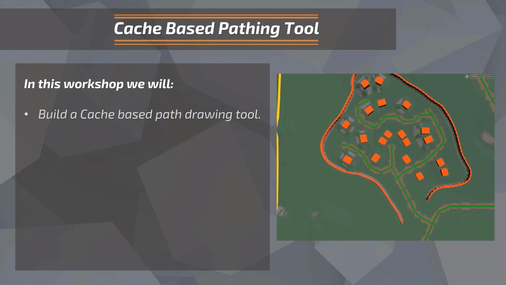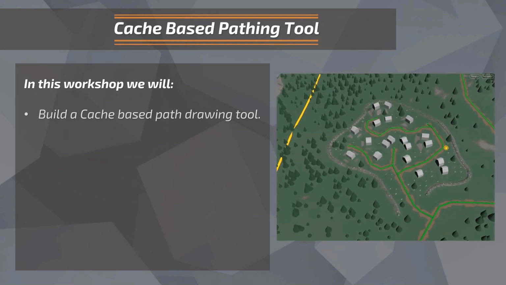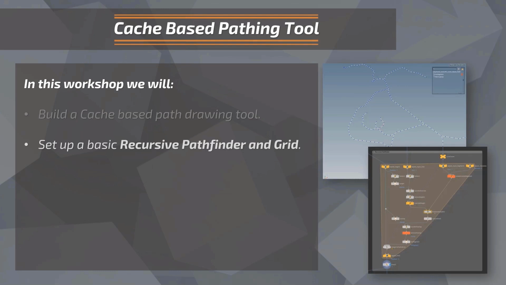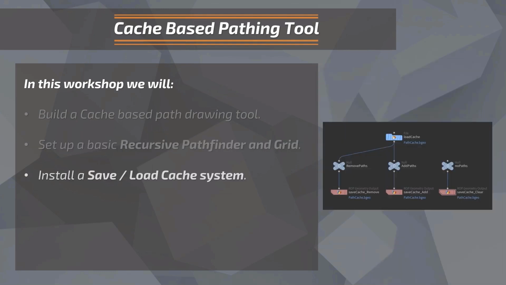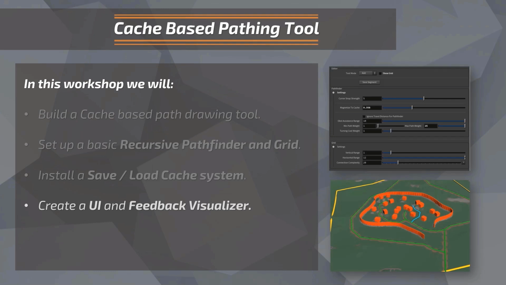Plus, we also have the ability to remove segments. And this system is built up out of 3 main parts. First, we're going to build the grid and then the recursive pathfinder. And these are the 2 main systems that allow us to draw our paths, right? That's the main tool component. Then we're going to work on the save load system that allows us to save our information to a cache and then retrieve it again and edit it. And then finally, we're going to add the UI and visual feedback systems. So let's get started in Houdini.